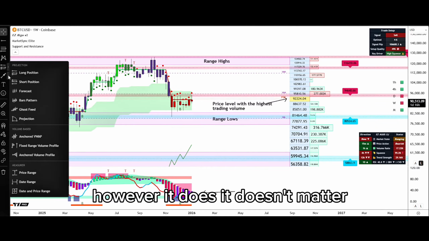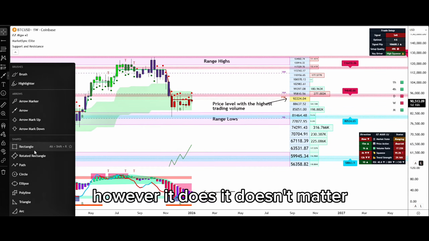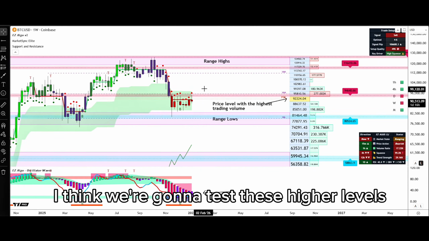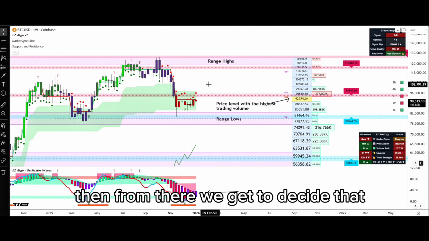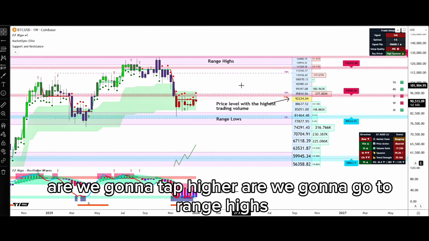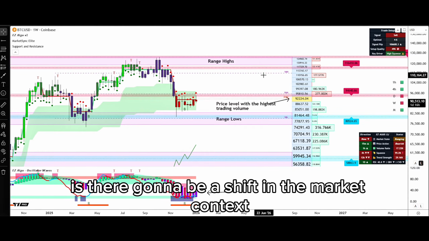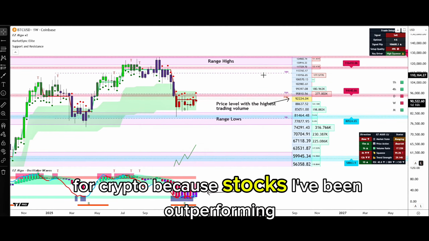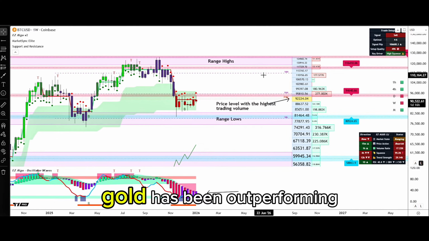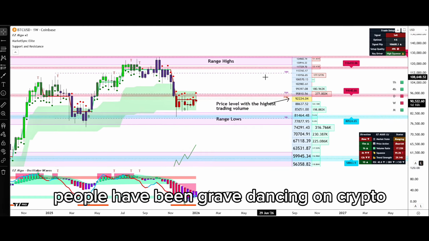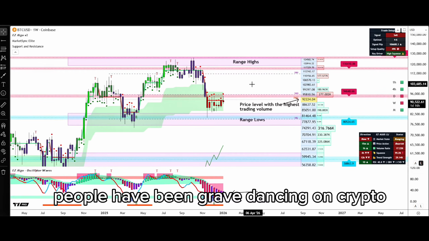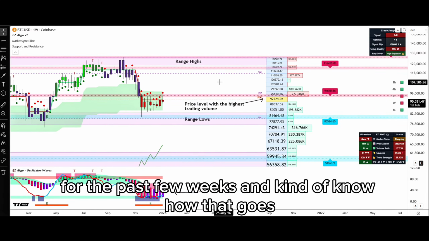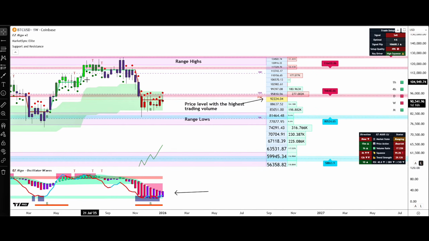However, it doesn't matter. But eventually I think we're going to test these higher levels. And then from there we get to decide: are we going to tap higher? Are we going to go to range highs? Is there going to be a shift in the market context for crypto because stocks have been outperforming? Gold has been outperforming. I mean, people have been grave dancing on crypto for the past few weeks and we kind of know how that goes.